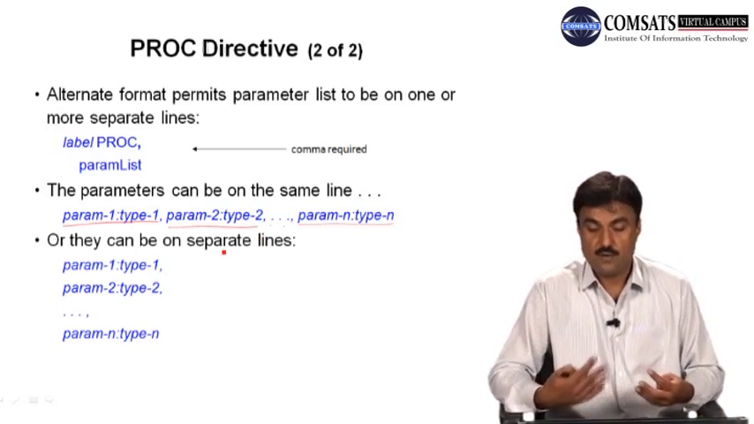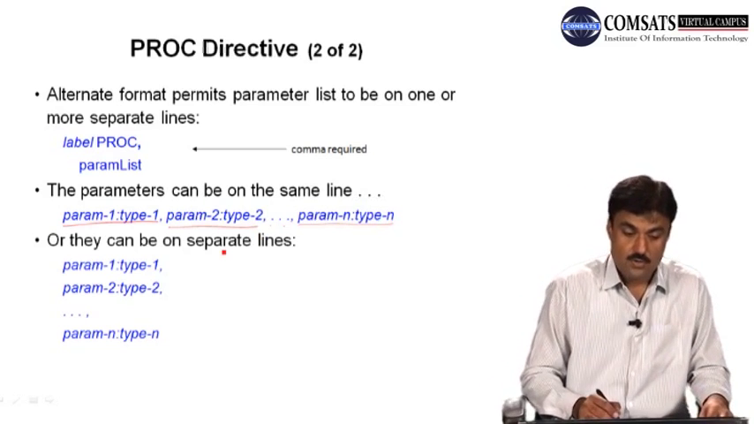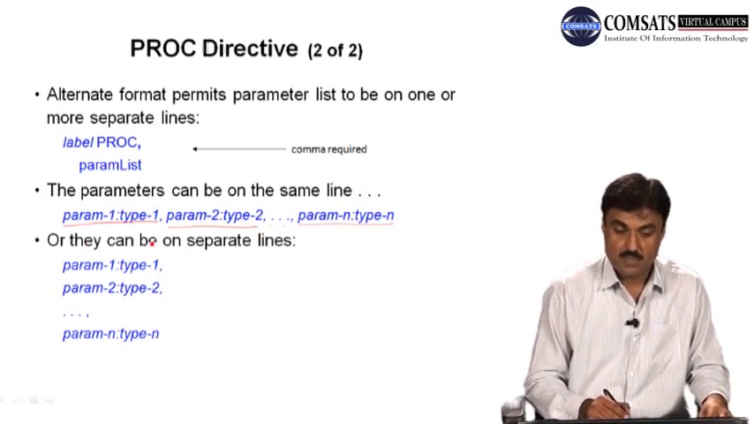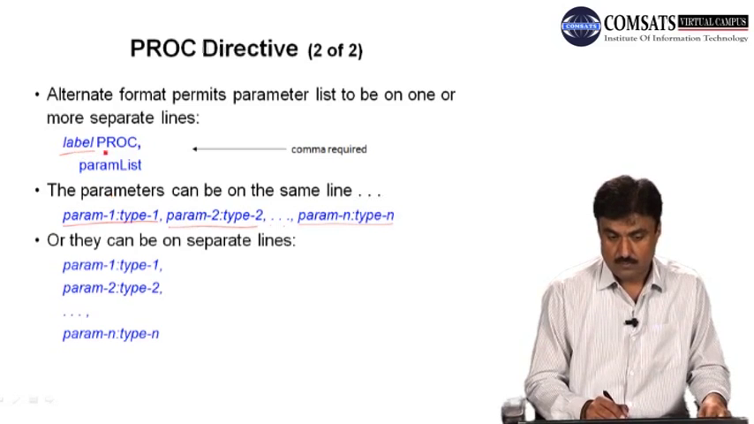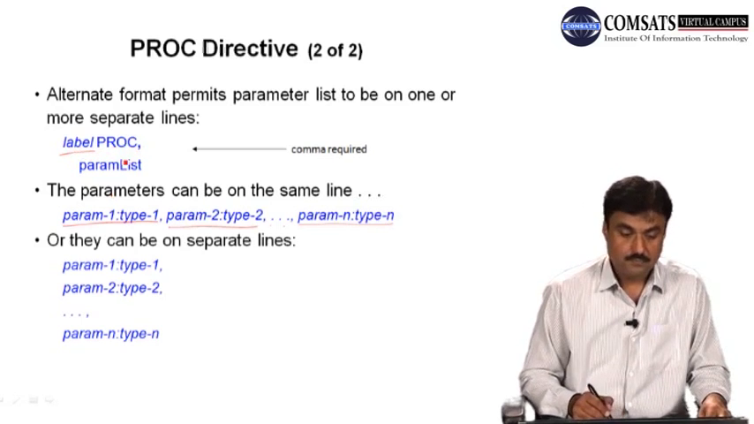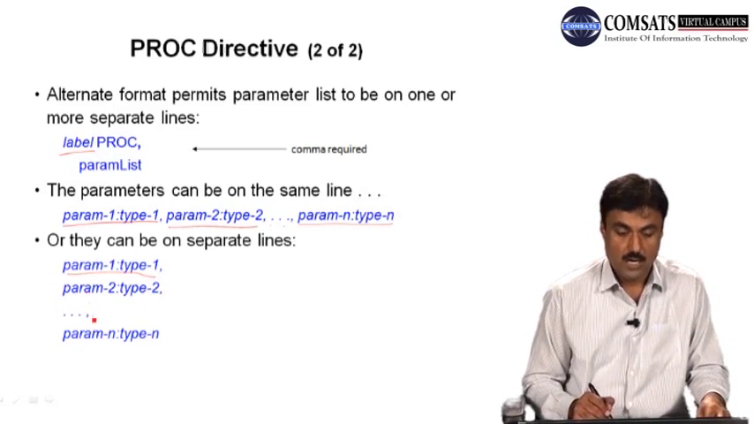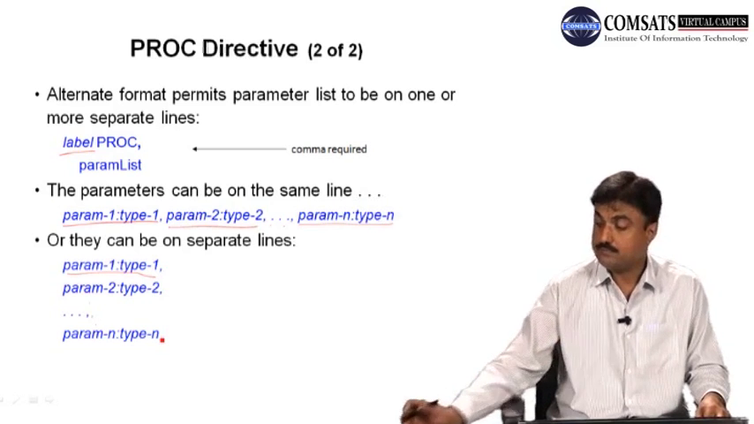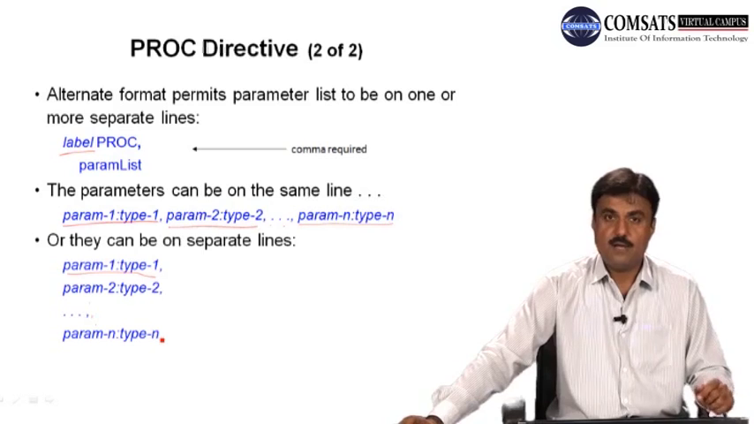However, if you want to define multiple parameters on multiple lines, how can you do that? The same way: the procedure label, or the name of this procedure, comma, the procedure directive, and comma, and then parameter 1 and type 1, comma, parameter 2 and type 2, comma, and so on up to parameter n. So you can define parameters inside the procedure directive.